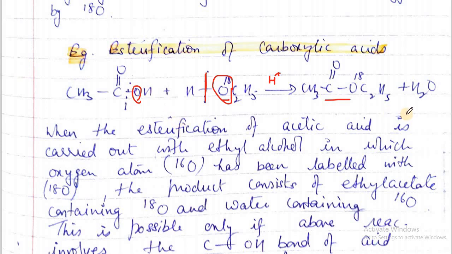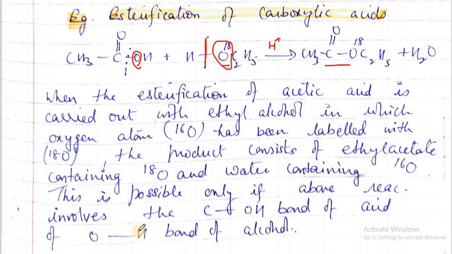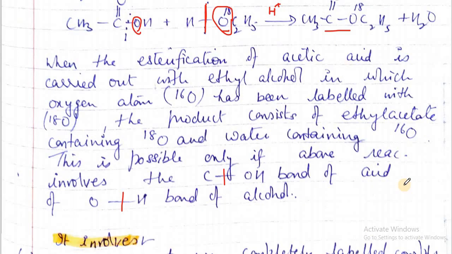That is, when the esterification of acetic acid is carried out with ethyl alcohol in which oxygen 16 has been labeled with oxygen 18, the product consists of ethyl acetate containing O18 and water containing O16. This is possible only if the reaction involves the C-OH bond of the acid and the O-H bond of the alcohol. So this bond of the acid and this bond of the alcohol are broken in the process, which indicates the further mechanism.